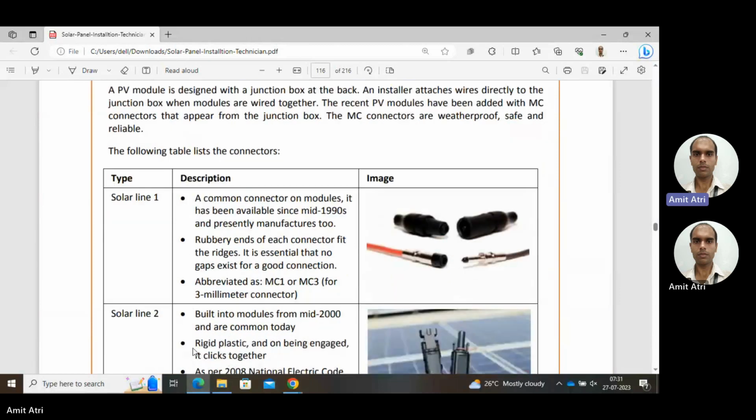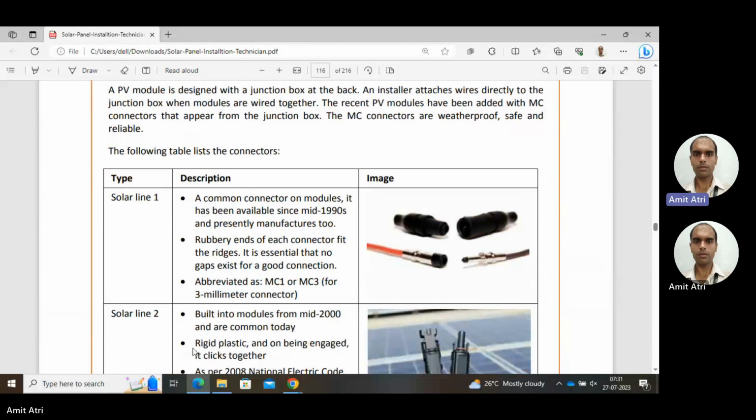Okay, so here a junction box that is used on the solar panel at the back, and at that junction box the wires are connected. So the recent PV modules have been added with MC connectors that appear from the junction box. So MC connectors, they are there in the junction box, and from there we connect our cables to the solar panel. So the MC connectors are weatherproof, safe and reliable.